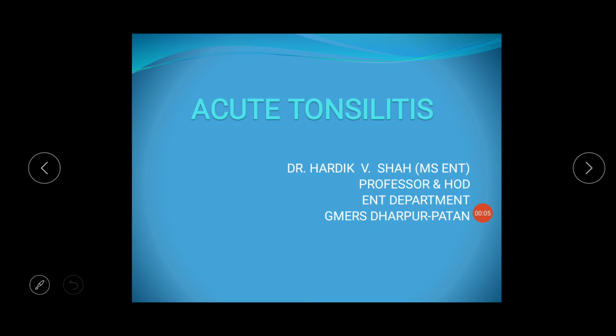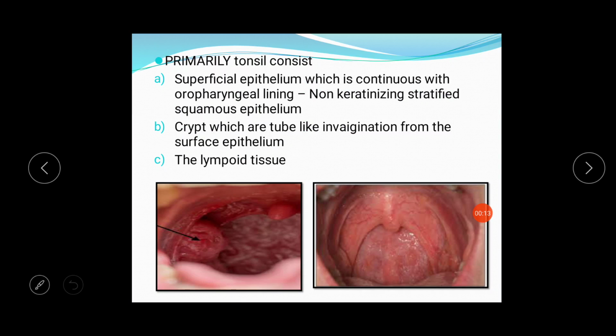Good morning, students. We will talk about acute tonsillitis and different types of tonsillitis in this lecture. Primarily, tonsils are lymphoid structures which are present in the oropharynx between the anterior pillar and posterior pillar. They usually consist of superficial epithelium, which is non-keratinizing stratified squamous epithelium. This epithelium is continuous with the lining of the oral cavity and the inferior region of the oropharynx.